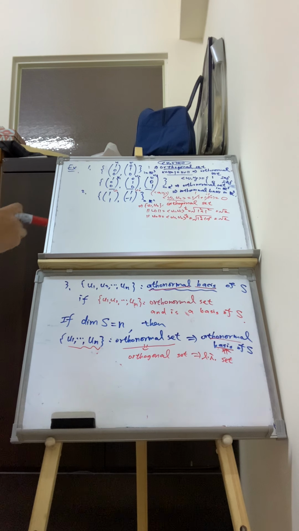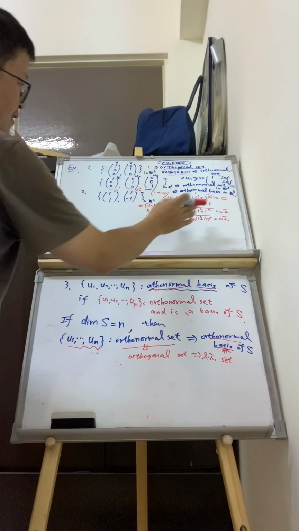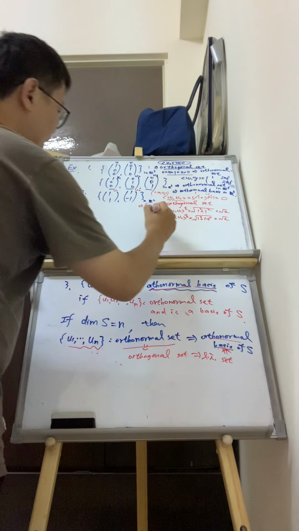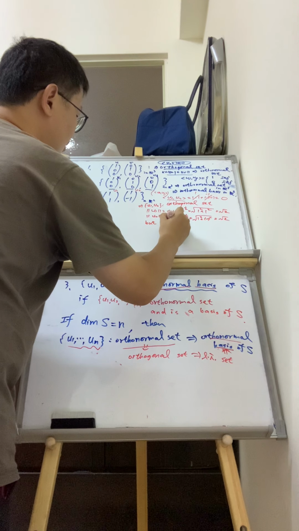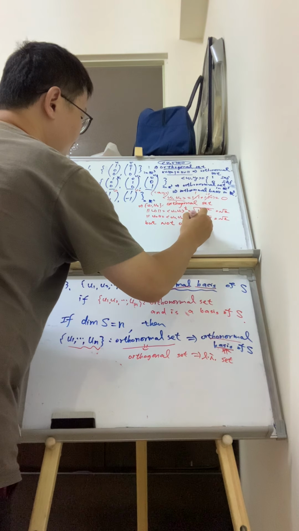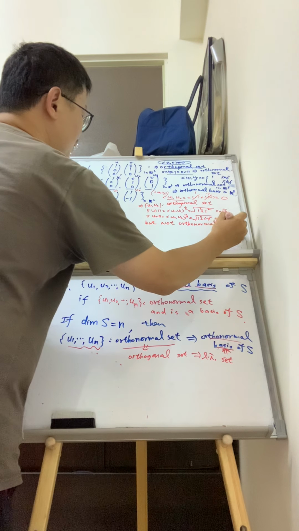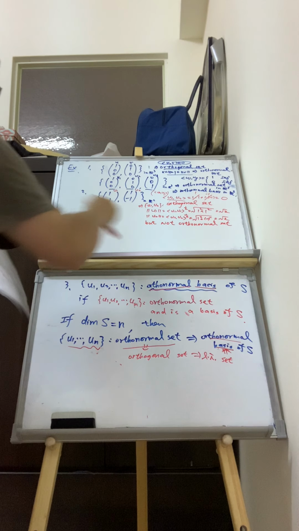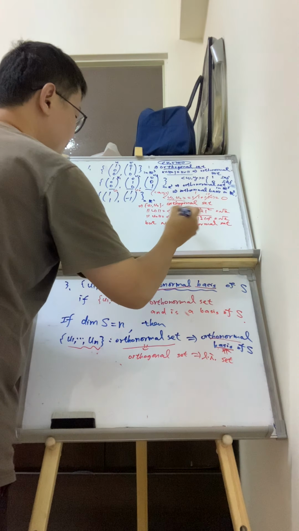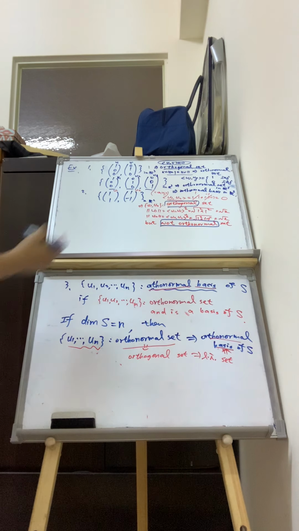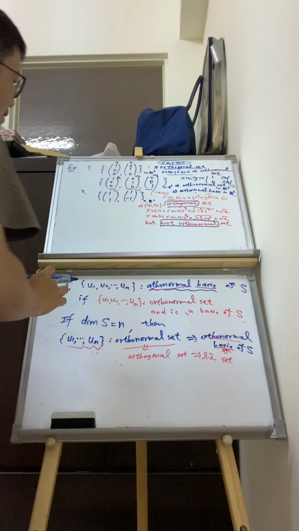Okay, so in this case, each of them has length square root of 2, so it's not a unit vector. So it's an orthogonal set, but not an orthonormal set of R2. Here it's orthogonal, but it's not orthonormal, since each of them is not a unit vector.